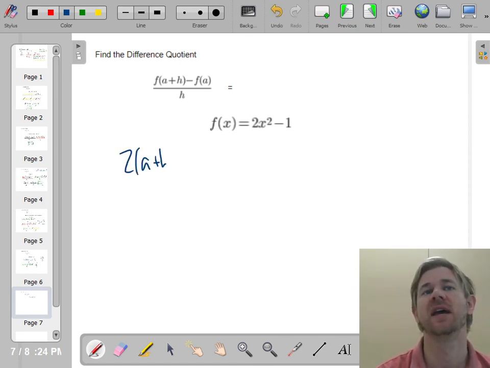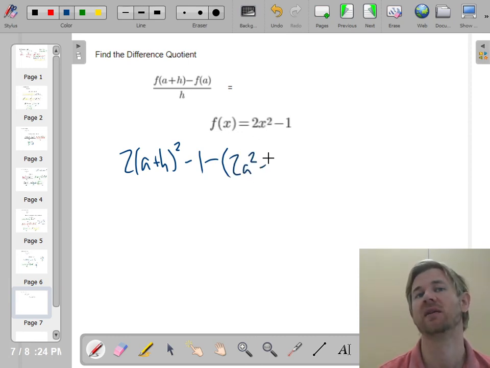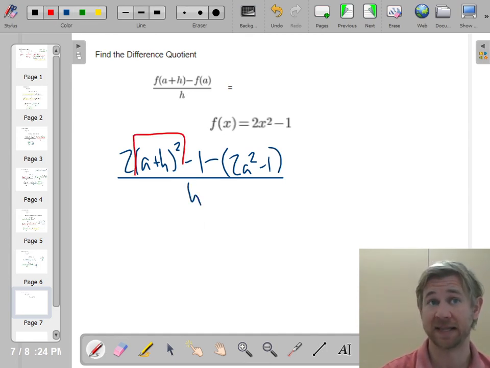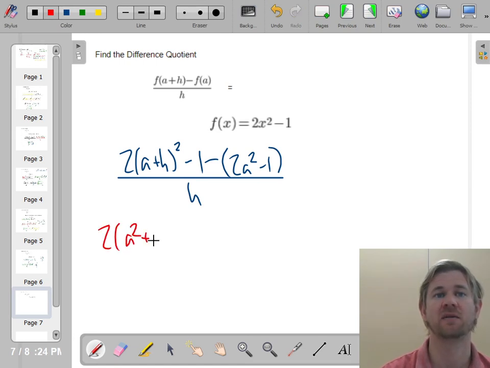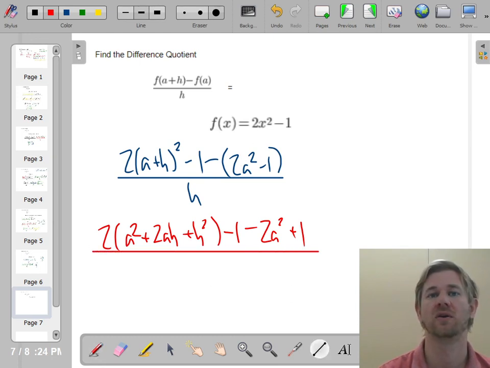f of a plus h. 2 times a plus h squared minus 1. If I plugged in a plus h, that's what I get. Minus f of a. If I plug in a, 2a squared minus 1. All over h. You've got to expand the exponent first. Think order of operations. So 2 times a squared plus 2ah plus h squared minus 1 minus 2a squared plus 1, all over h.